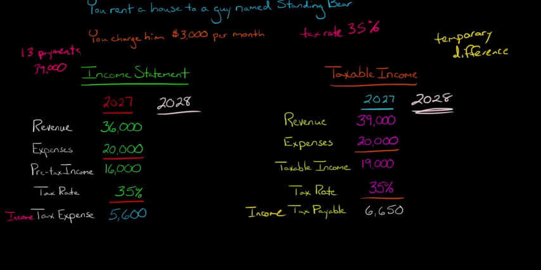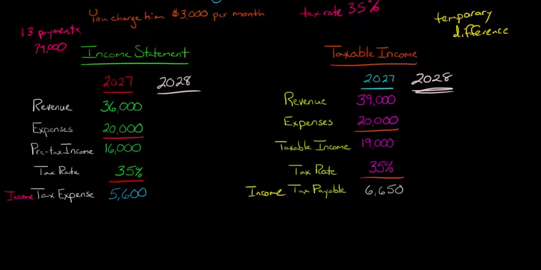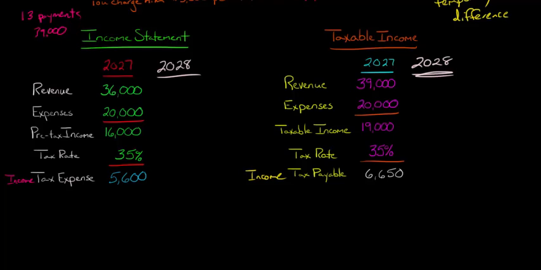It's because you recognized that extra $3,000 in rent. That would be unearned revenue for purposes of financial statements, right? It'd be a liability on the balance sheet. But for taxes, you get taxed on it immediately. Let me show you the journal entry, so it'll make it a little bit easier for you to understand here.